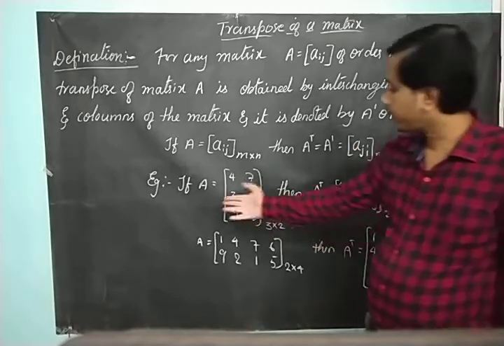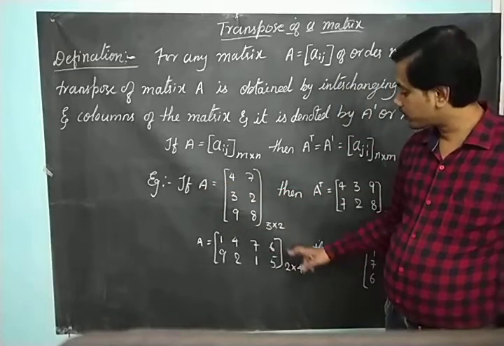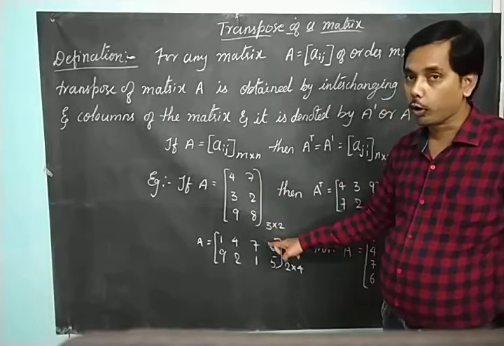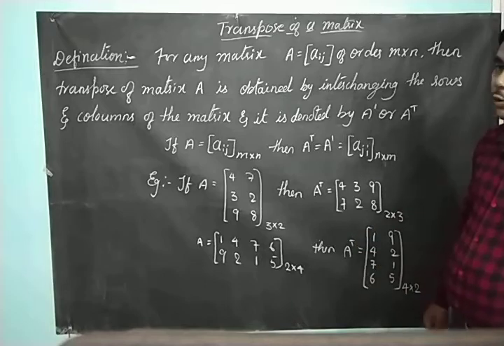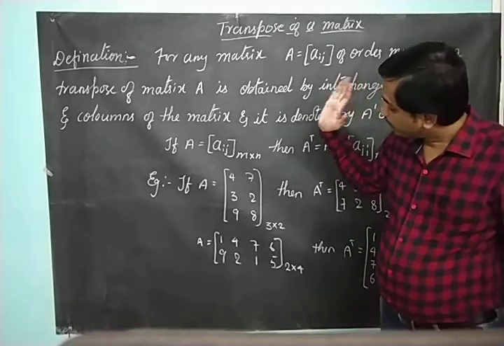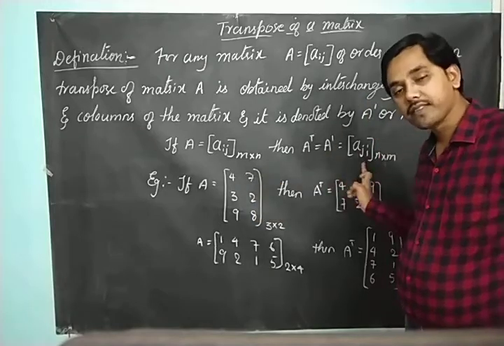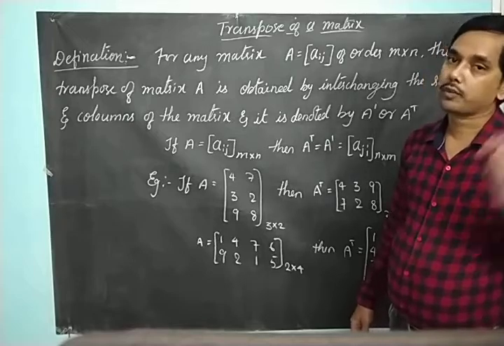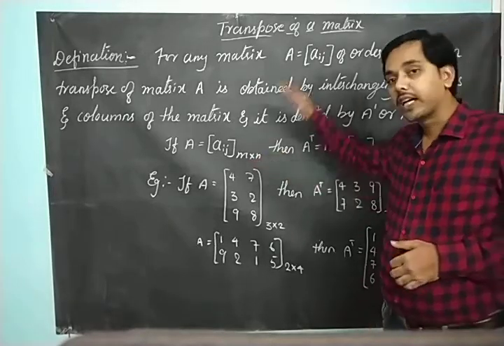For example, take a matrix with rows 4, 7; 3, 2; 9, 8. What is the order of this? 3 cross 2, 3 rows and 2 columns. Next, what will be A transpose? Whatever elements are there in the rows, you put them as columns. First row will become first column, second row becomes second column, third row becomes third column. So rows should be converted into columns.